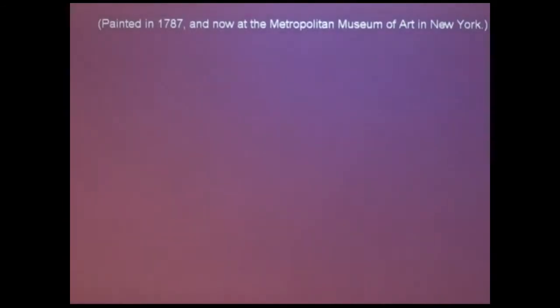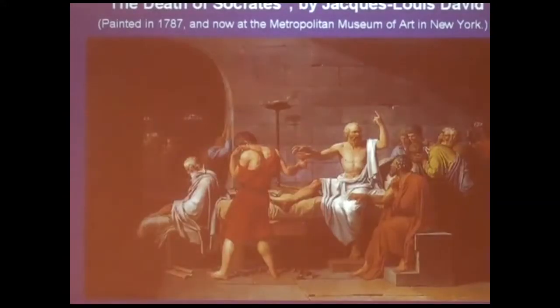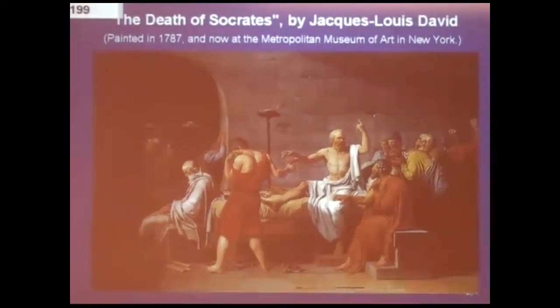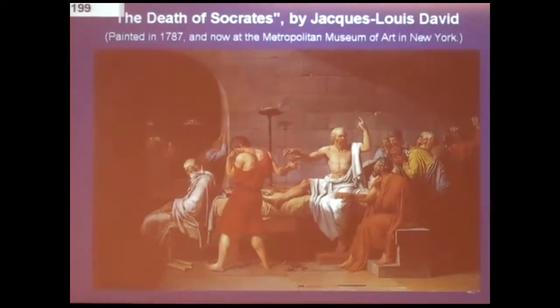All right, so now I'm going to give you your second question. Plato's teacher was actually this guy, Socrates. And this painting here tells a story about Socrates' death. How many people know the story about Socrates' death? How did he die? He drank hemlock, so he committed suicide, right?